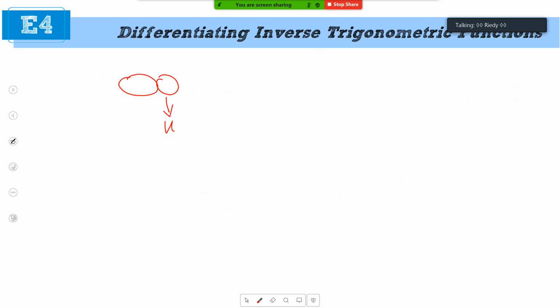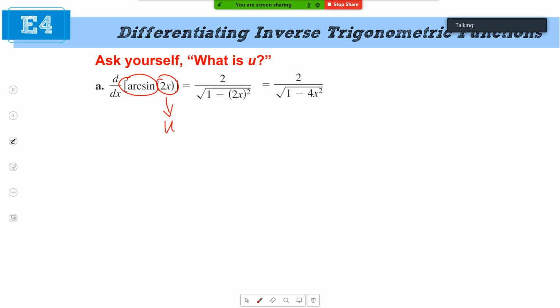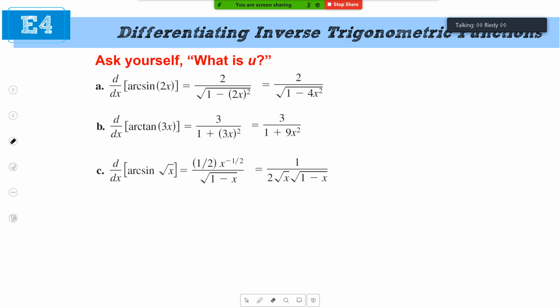Okay, and then plug and chug. That process repeats itself. Arc tangent. What is u? u is 3x. Go back to the previous slide, plug and chug. You get your answers. Etc., etc. Don't make it more difficult than it has to be.